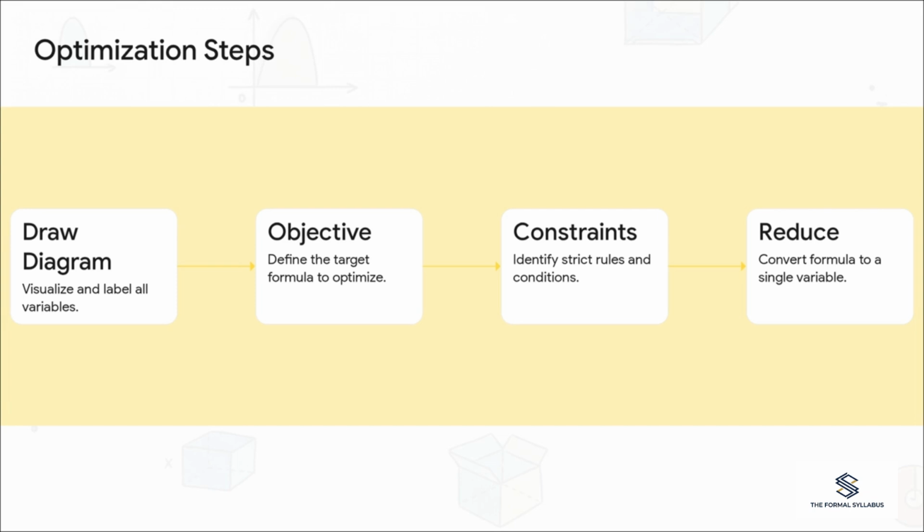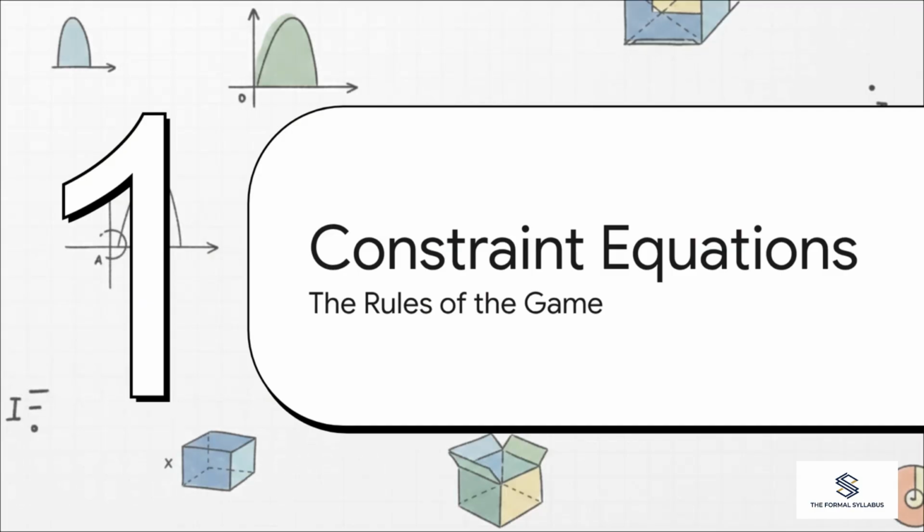This is the actual thing you want to maximize or minimize. Step 3, find your constraint equations. Think of these as the rules of the game. And finally, step 4, use those constraints to reduce your objective function down to just one single independent variable. Let's look a bit closer at those middle 2 steps, because they are the real engines of this entire process. So, section 3, the sheer power of constraint equations.